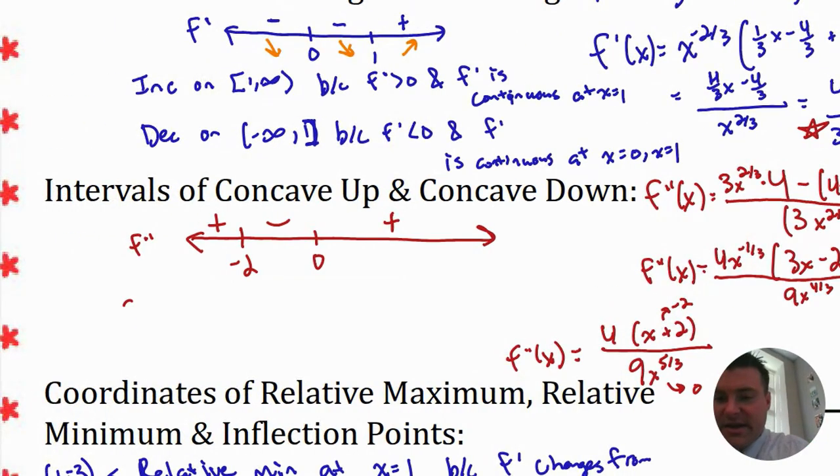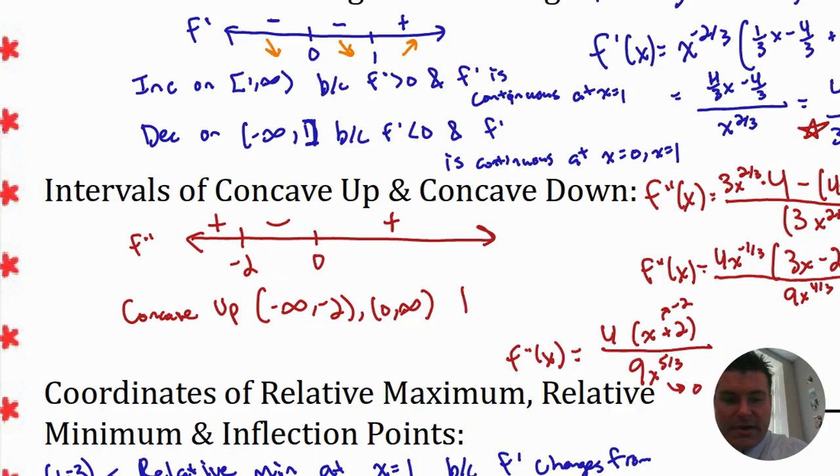Okay, so with this, I'm concave up. I don't know what's going on right now with my... I'm concave up. There we go. From negative infinity to negative 2, and from 0 to infinity, because the second derivative is positive. I'm going to be concave down from negative 2 to 0.